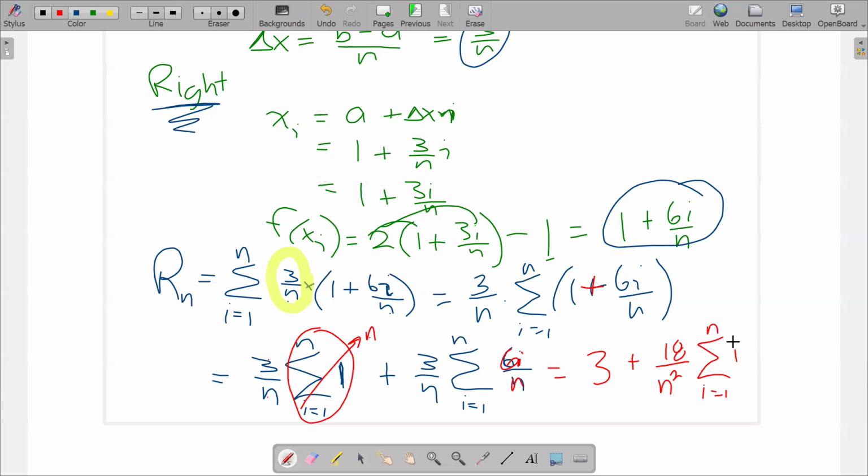So then what's left is to just add up i as i goes from 1 to n. And that formula I will give you on the test. The sum of i from 1 to n is n times n plus 1 over 2. So now I know that sum too.